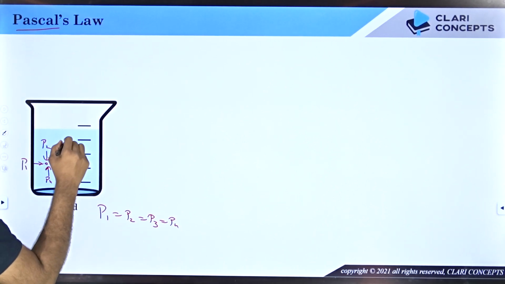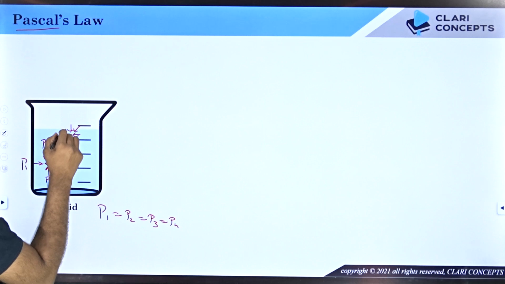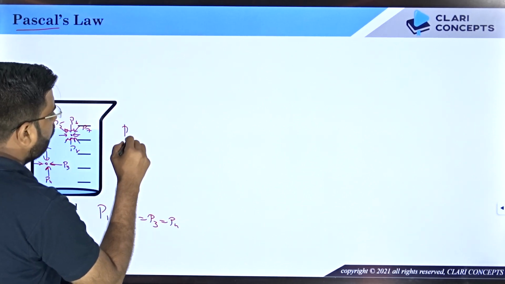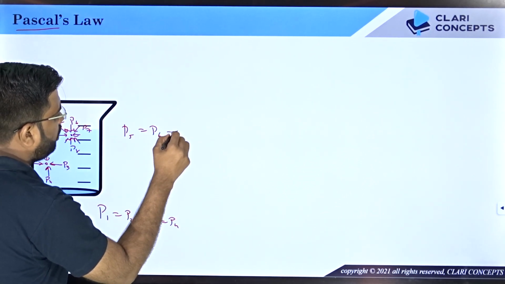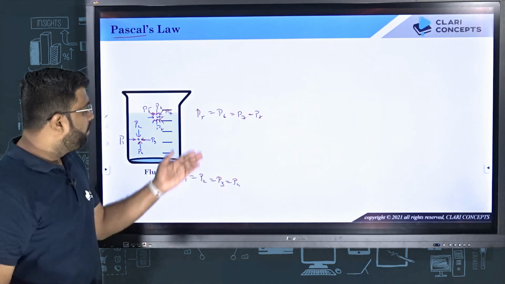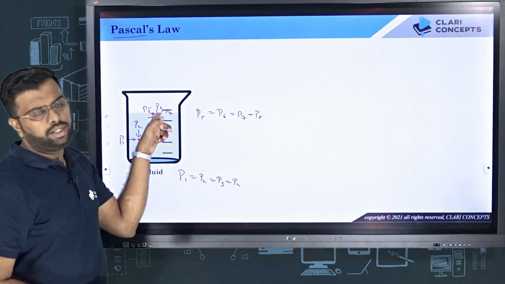Similarly, you take another point somewhere over here. Again, let's say you have pressures from every direction. So let us say the pressures are P5, P6, P7, P8. Then P5 equals P6 equals P7 equals P8. This is what Pascal has said, where P5, P6, P7, P8 are the pressures from different directions but at a given point.